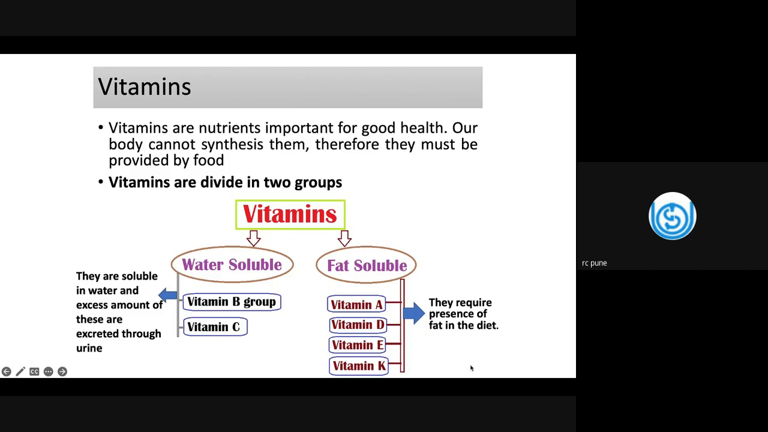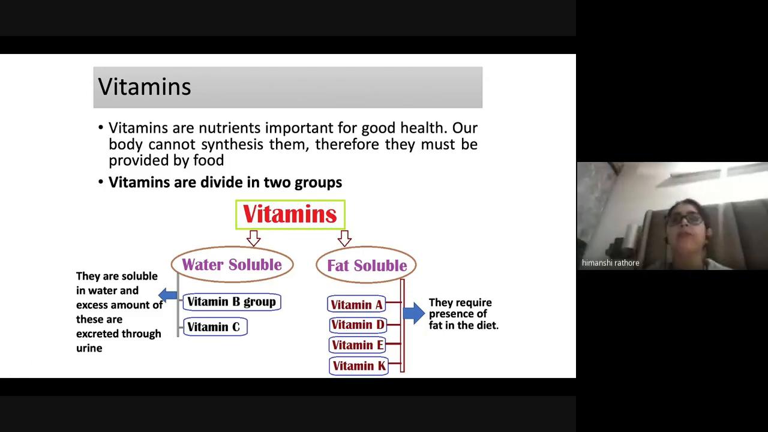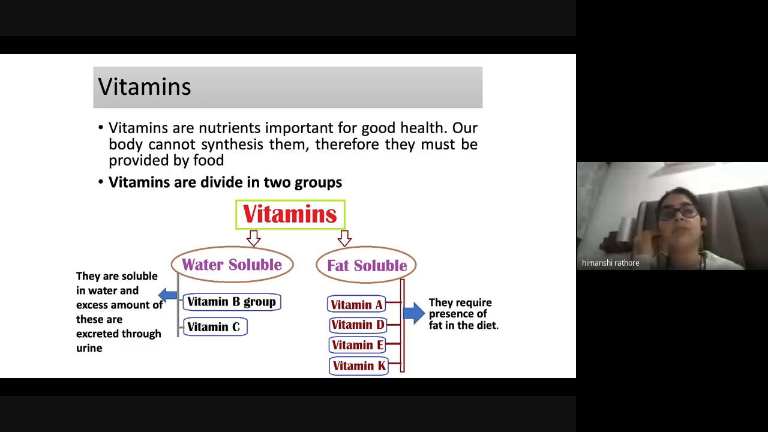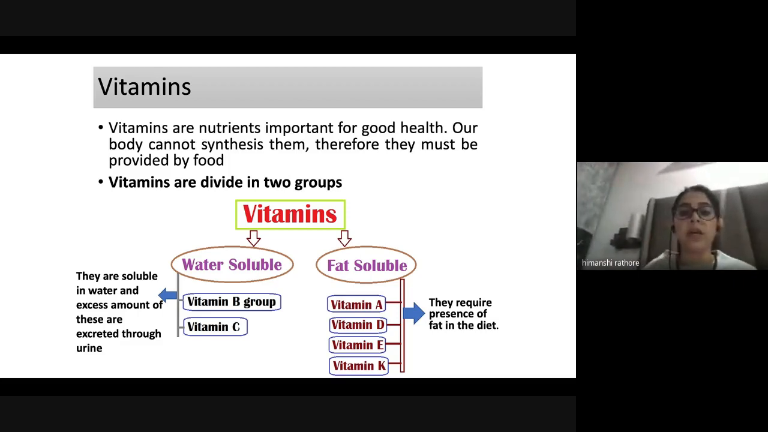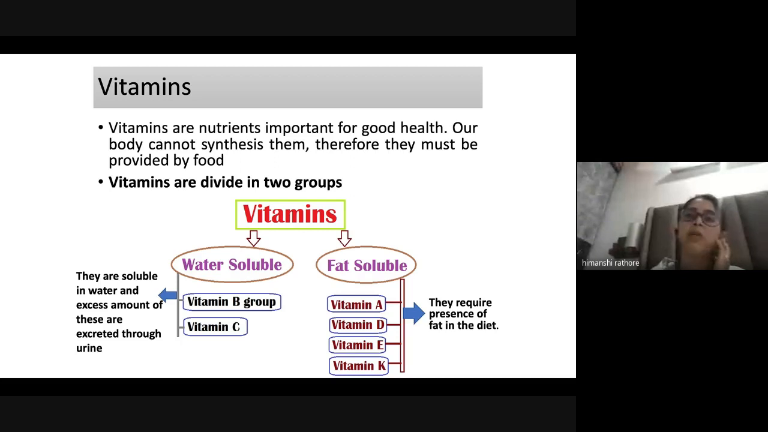Sorry for the disturbance. So they require fat for their absorption in our body, and that is why they are called fat soluble. And why are we calling others water soluble? They are soluble in water. And fat soluble vitamins are not soluble in water, they are immiscible in water. They form droplets when we dissolve them in water, so they are fat soluble. They dissolve in fat, and water soluble ones dissolve in water. So these are the two groups in which vitamins are divided.